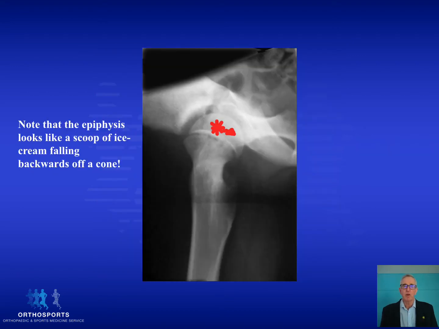This is what's called a frog leg lateral view of the hip, and this is the important X-ray. Note that the epiphysis, where the asterisk is, looks like a scoop of ice cream falling backwards off a cone. It's that posterior displacement that causes the external rotation and abduction deformity.